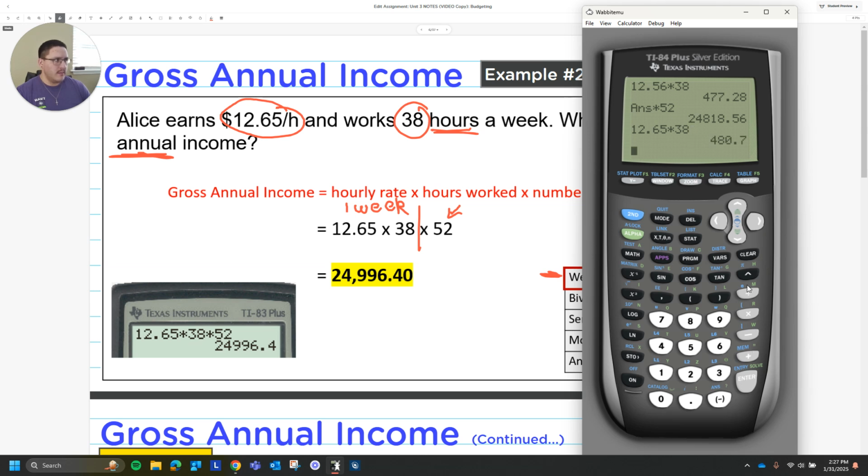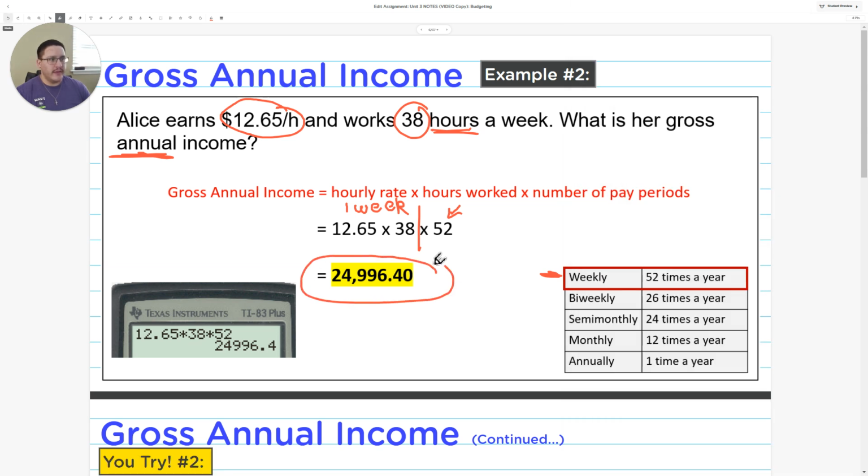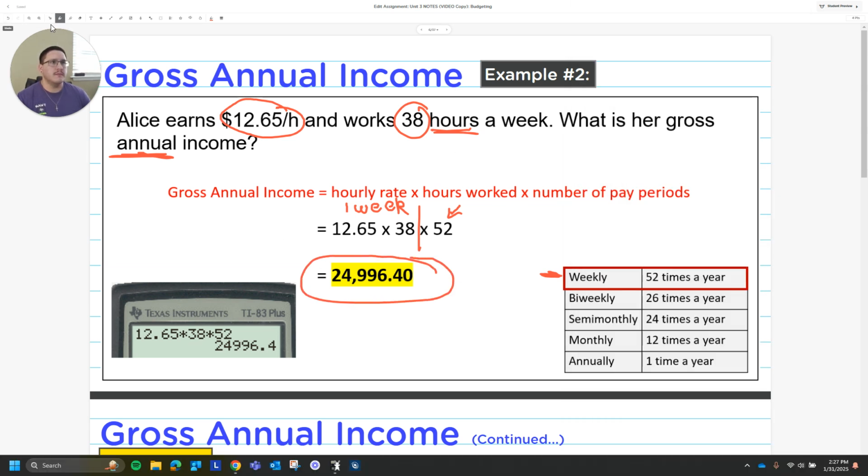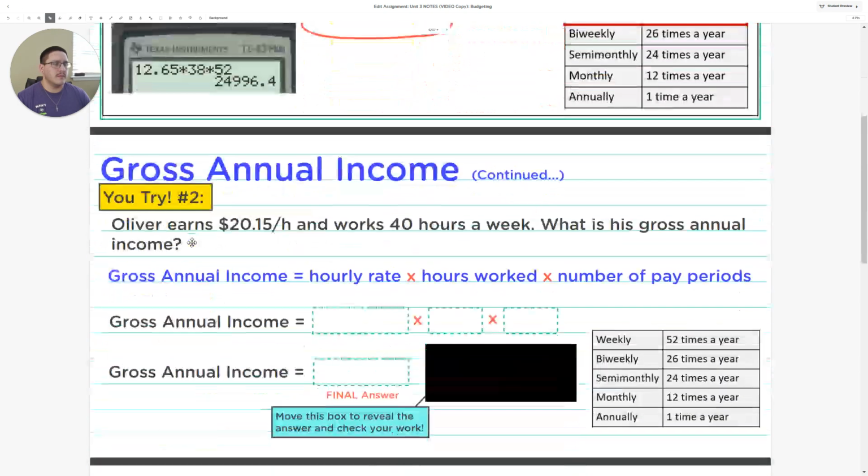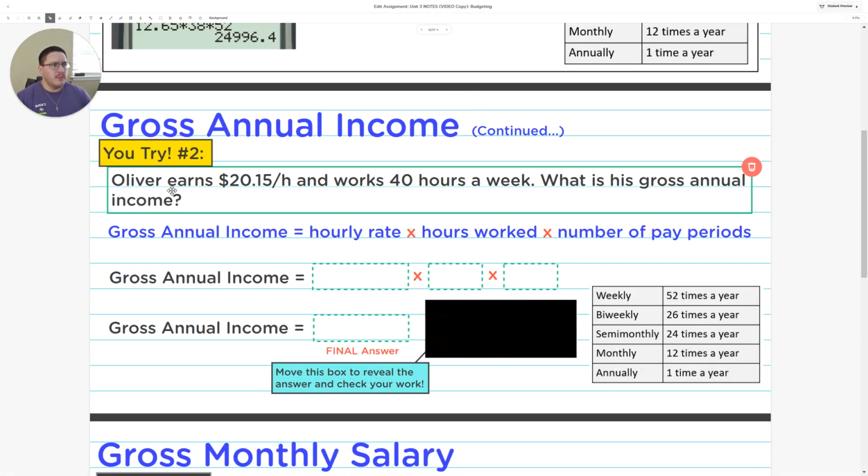Times 38. And then multiply that by 52. $24,996.40. And then that is your final answer for example 2. All right, you try number 2.